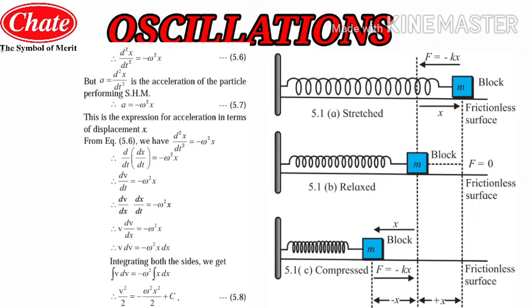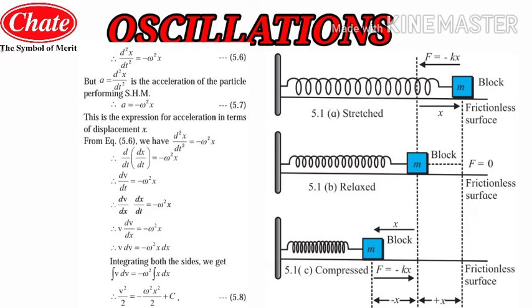Now the acceleration may also be written as, you can see here, minus omega square x, because we have taken that term to this side of the equality sign. Now this is the expression for the acceleration in terms of displacement x. Now from the above equation we can write that d square x upon dt square is equal to minus omega square x, as we have derived.